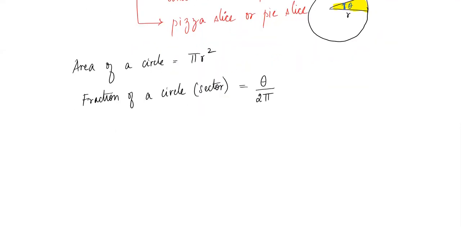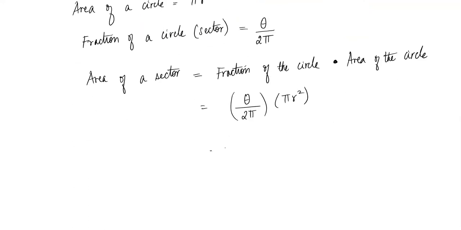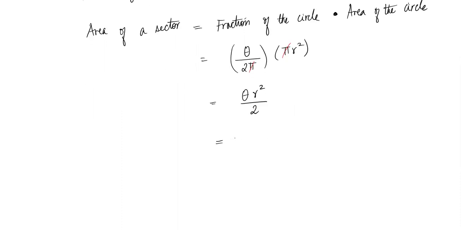And now we're ready to find the area of a sector. Area of the sector is your fraction of the circle times the area of the circle. So it's theta over 2 pi times pi r squared. And that will be, cross cancel the pi. You can write it as theta r squared over 2, right, area. We like to keep it as half theta r squared.